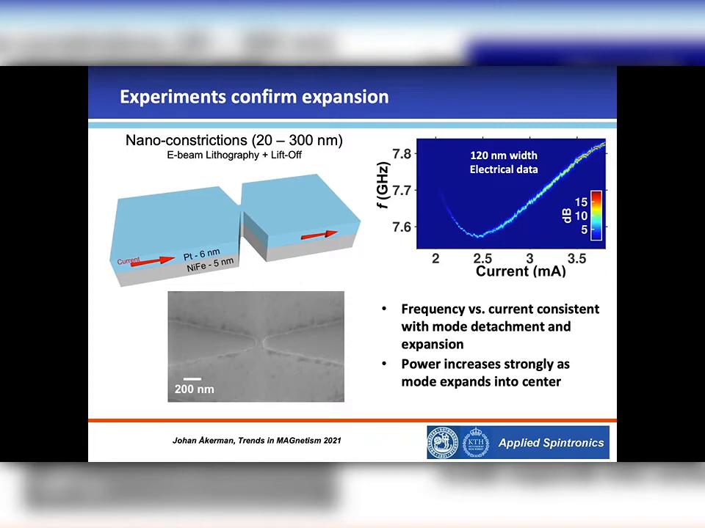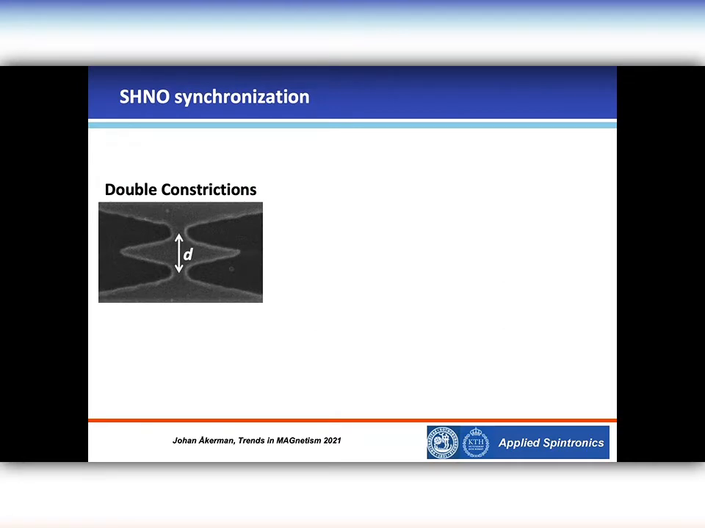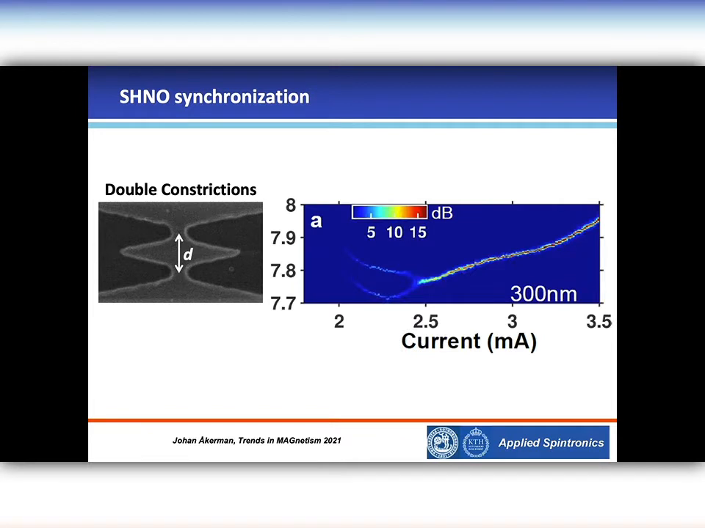We can now test, and the first test will be if we make 2 such constrictions and see if we can make them synchronize. And that is indeed what happens. First, at lower currents, we see 2 individual signals. We can see that they are both redshifting. That is, when we increase the current, the frequency goes down. So that's the sign of an edge mode that has a negative nonlinearity. And we can also see that they're doing this alone. They are not affecting each other. If anything, their line width is improving.